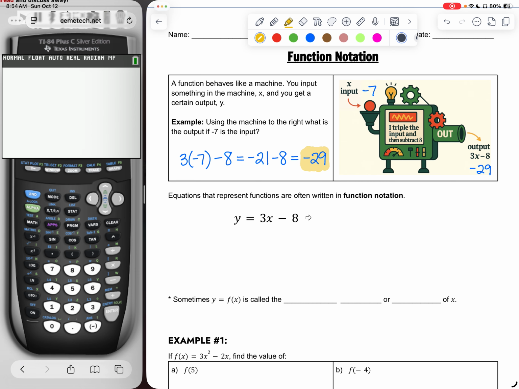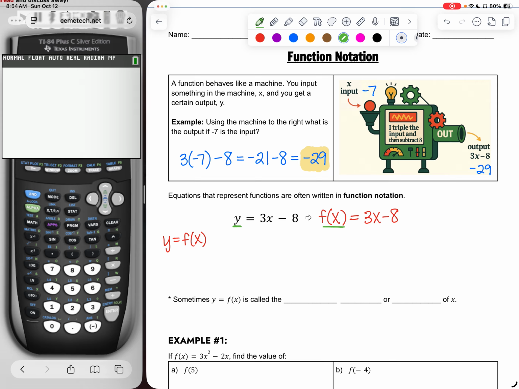So what you need to also realize is that equations that represent functions are often written in function notation. You should remember this from prior math classes. y is the same thing as saying f of x. So if we have y is equal to f of x, then instead of writing this as y equals, I can write this as f of x equals 3x minus 8. That's how that will be written in function notation. Remember that y and f of x are the same.